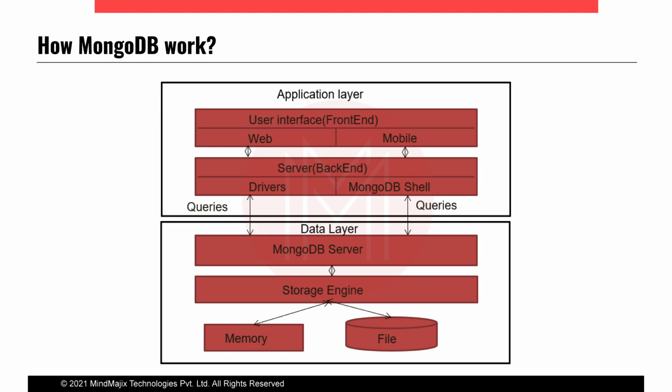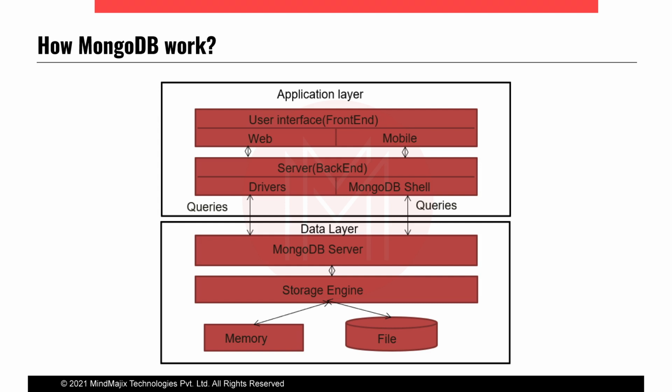The storage engine handles both file and memory at the same time. Where tables would be, here we call them collections. We handle the collections in the format of documents and keep them in the file system, which is easy to access, and they share that data. This is the architecture of the MongoDB working principle.